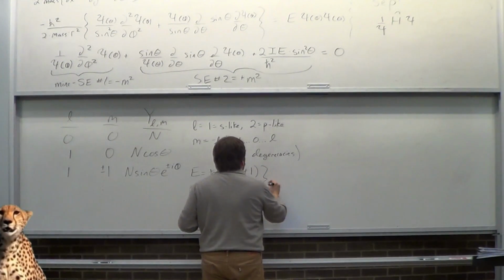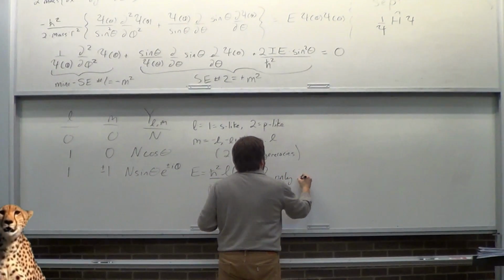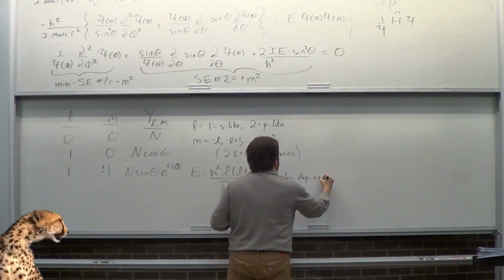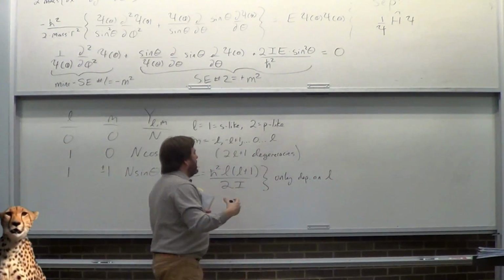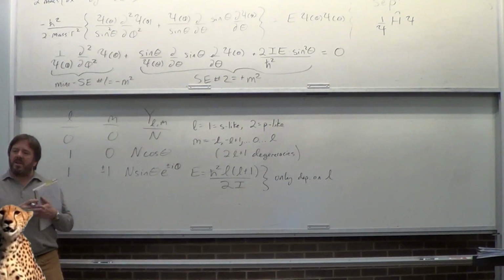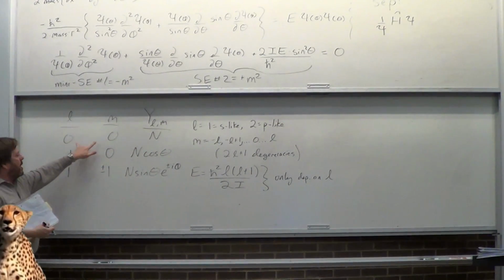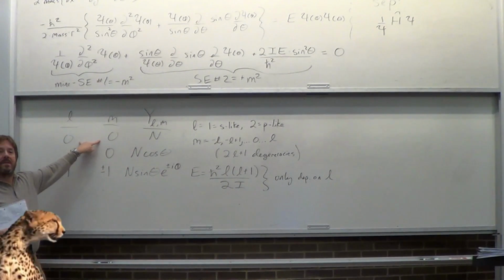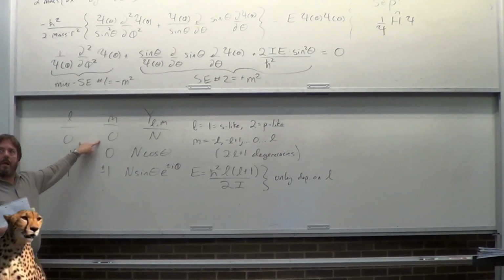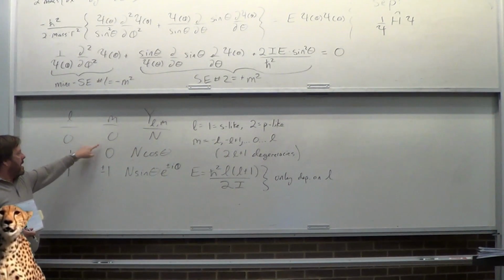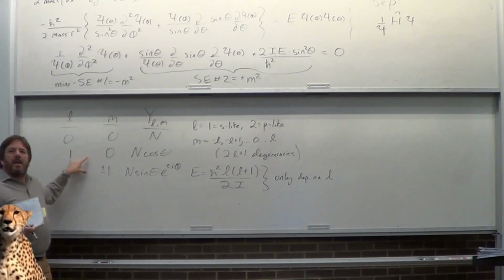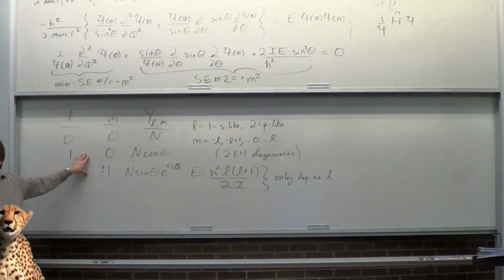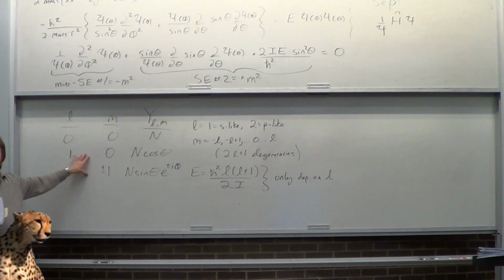So the important thing is they only depend on L, but then there's 2L plus 1 degeneracies, right? So there's only one S state. 2L plus 1 when L is 0 is 1. That means that there's only one state. It's easy, non-degenerate.